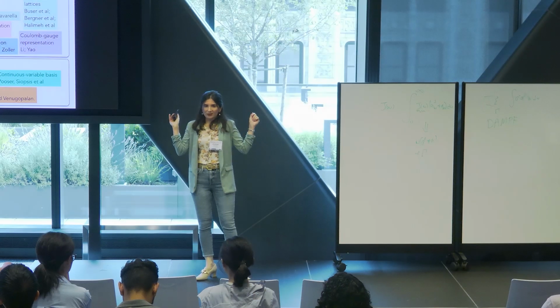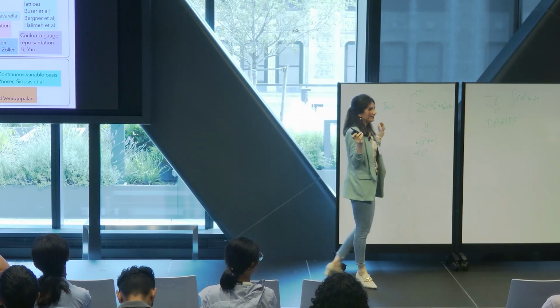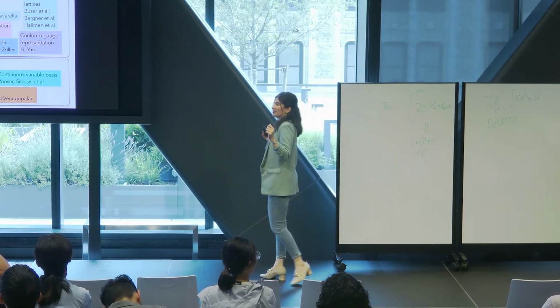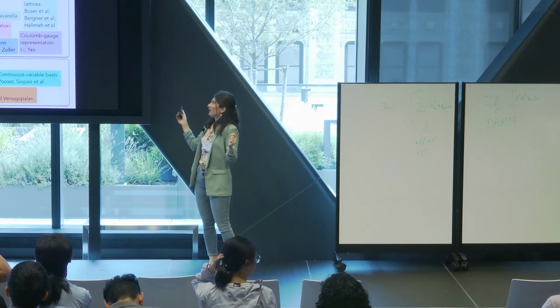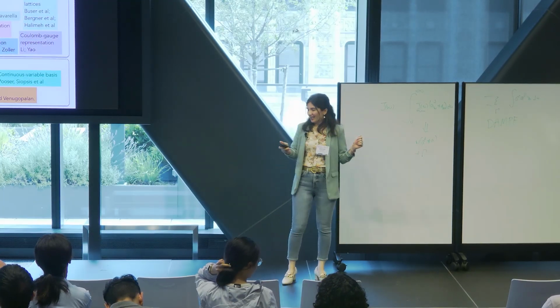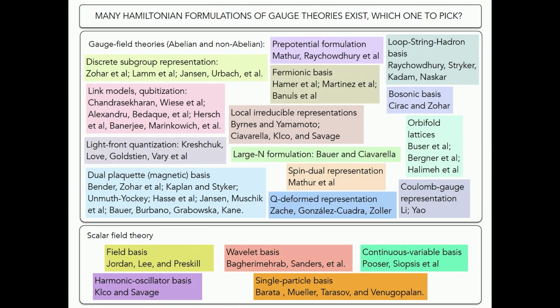And because of all those considerations, there is a lot going on to understand what are the best representations and formulations of these Hamiltonian gauge theories for quantum simulation. This is probably not an exhaustive list, but I tried to think about a lot of things that have come out in the past few years, new ideas and so on. And indeed, we don't yet know which one to pick.